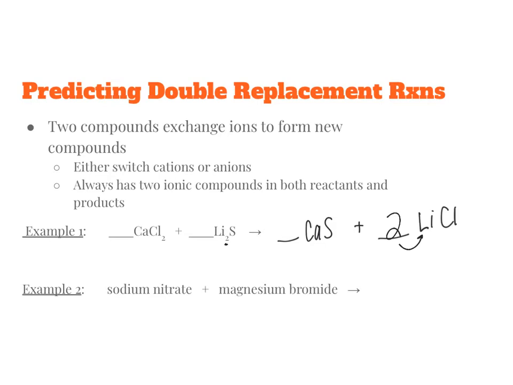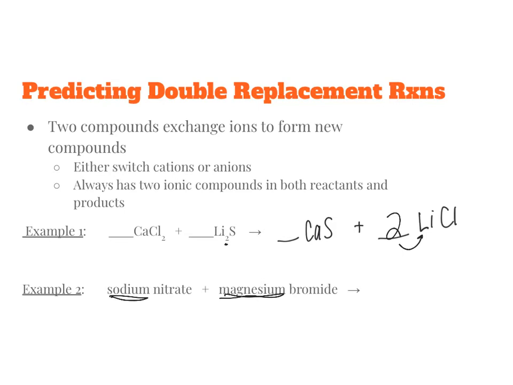All right, for example 2, once again, we're doing the names. We have to go to the skeleton formula and then balance it. So remember that with the names, the metal is always going to come first. So I know that sodium and magnesium are my metals.